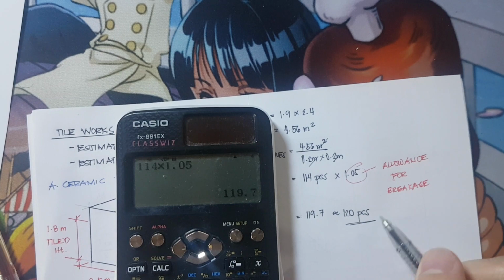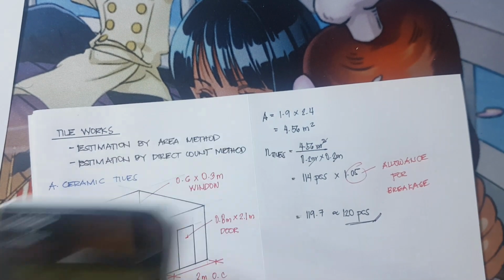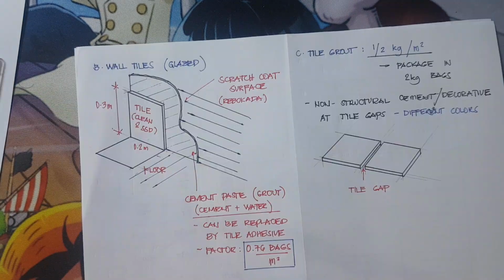pieces. Okay? 120 pieces. Next is wall tiles. Okay? So, for wall tiles, we can now use glazed tiles.